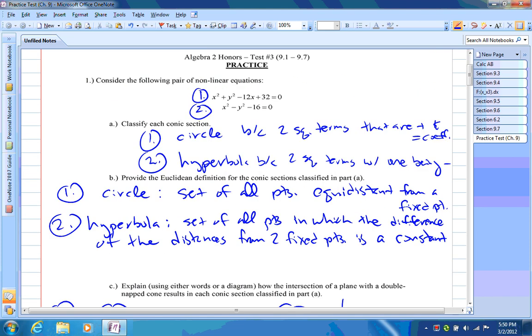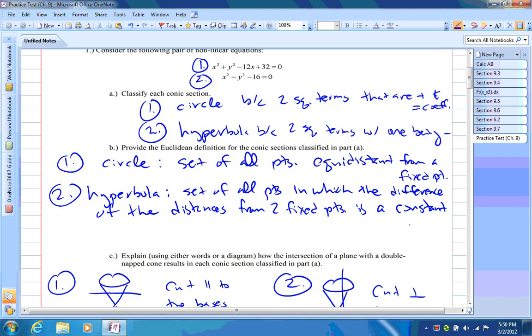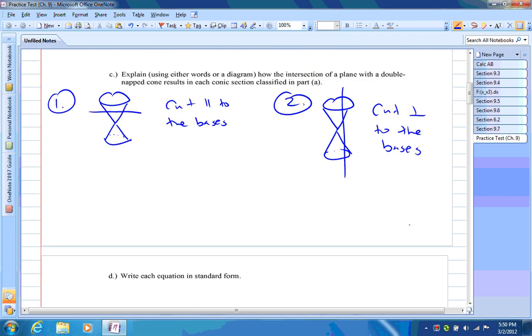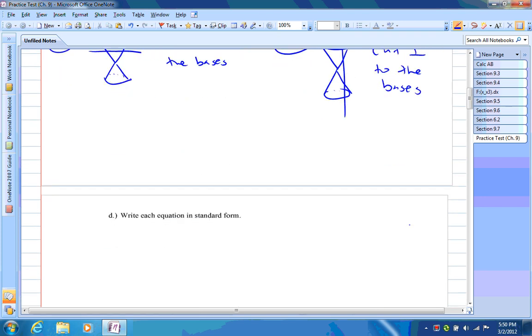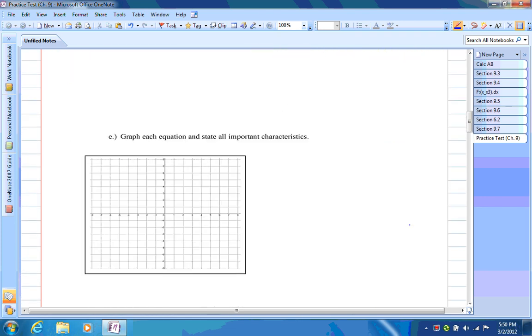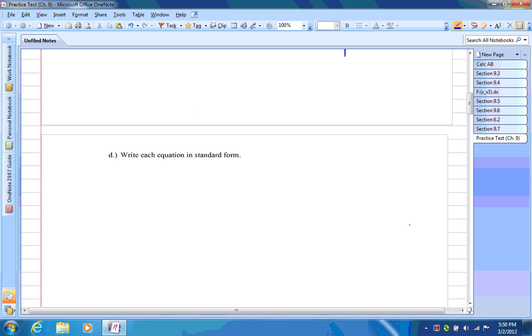So A, B, and C are more theoretical, just understanding what's a circle, what's a hyperbola, defining it, explaining how it's formed. D, E, and F is more the math you have to do. For part D, you have to write each equation in standard form. I will give you a formula sheet that will have all the formulas for all the conic sections, but I'm not going to label it, so you've got to know which one's which. Standard equation for a circle is this.